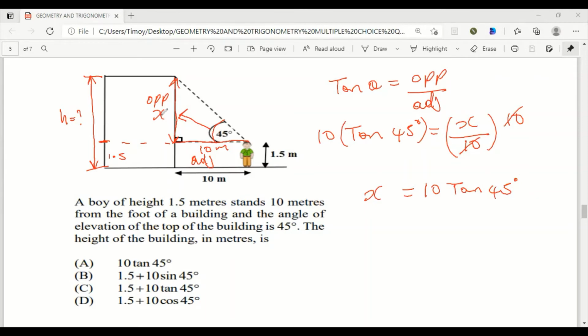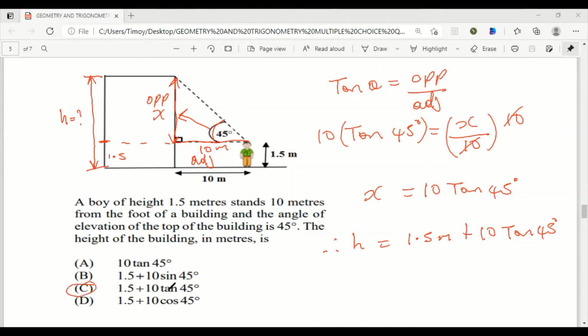So now that we know what that distance is, we can now determine the height of the building, which is h. So we can therefore say, all right, h is going to equal the height of the boy, which is 1.5 meters, plus the distance x. Well, what is x? x is just 10 tan of 45 degrees. So that's the height of the building there. Which of the options reflects this value that we have there? That's going to be option C here.